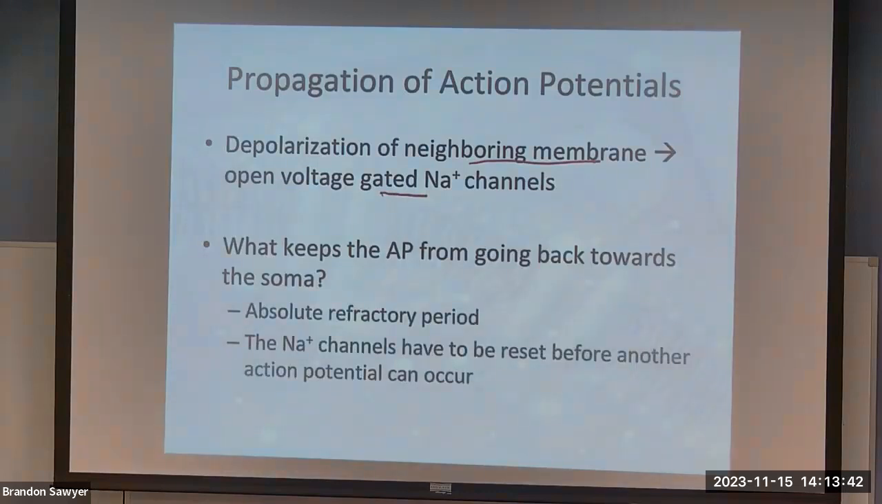Okay, so what keeps it from going backwards towards the cell body? We have this thing called the absolute refractory period of an action potential, which means that when that sodium channel is in that inactivated state, meaning the inactivation gate's closed, activation gate's open, it doesn't matter if we hit it with another depolarization, it doesn't do anything to it. It's in this absolute refractory period. Sodium channels have to be reset first, and then we can hit it with another one of those graded potentials, and then it'll reopen, we'll get the action potential again. But until we reset them, they're stuck in that state, and we can't have another action potential on those.